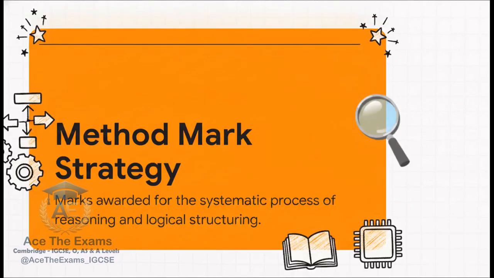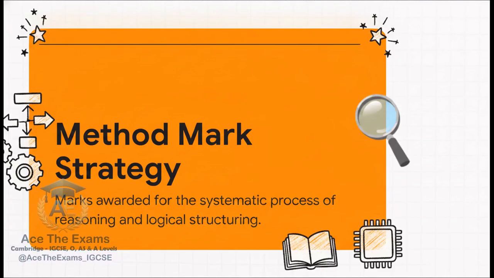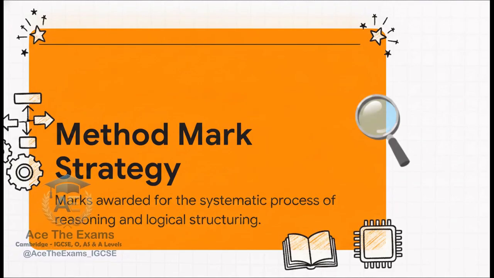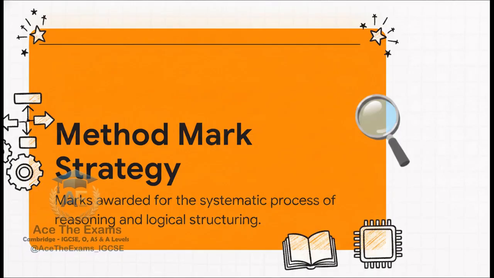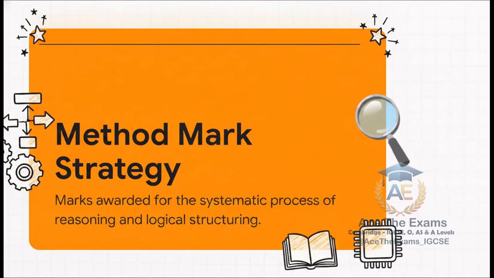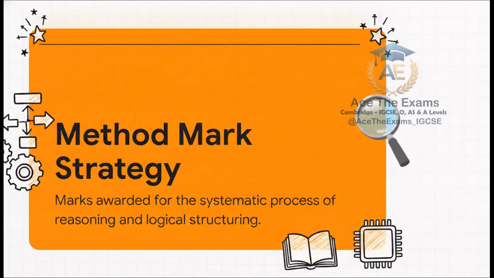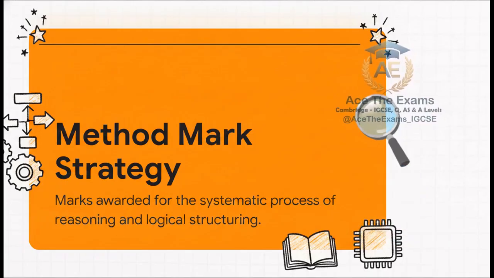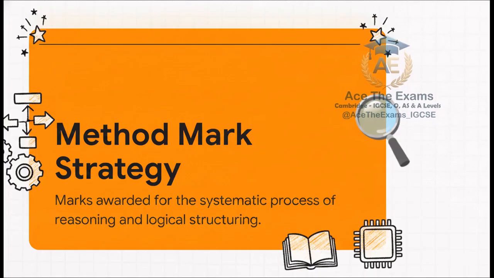But here's the secret. Examiners actually desperately want to award you points. So your first quick win is mastering the method mark strategy. The academic benchmarks for 9626 require logical, structured reasoning. They award marks for your systematic process of reasoning, not just your final conclusion. They want to literally see the gears turning in your head on the page.